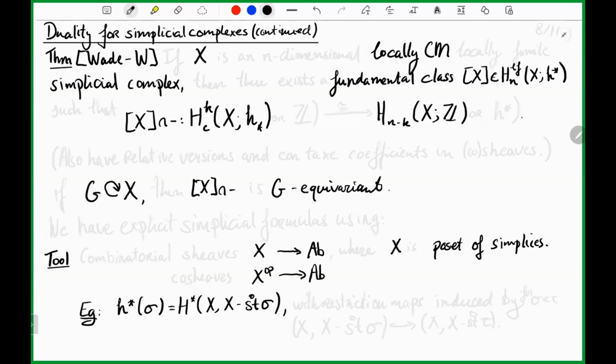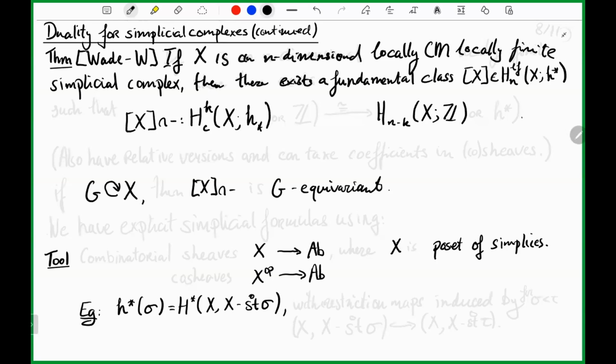Okay. So what's the duality result we have? Well, the duality result we have says that if X is an n-dimensional locally Cohen-Macaulay and locally finite simplicial complex, then there exists a fundamental class, which, just like we stated in Poincaré duality, lives in the locally finite homology of the local cohomology sheaf, which is such that if you cap with this class, you get an isomorphism between the cohomology of the local homology with compact support and the homology of the space with coefficients in Z.